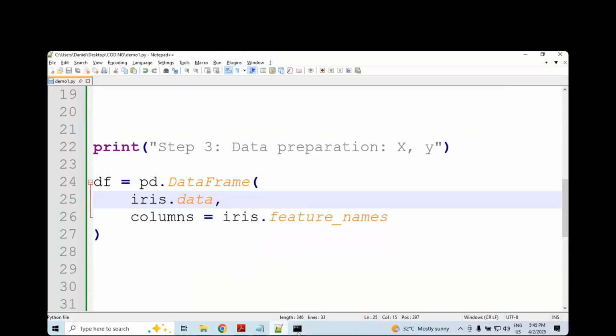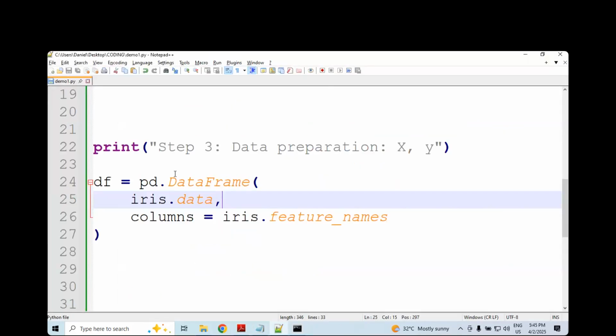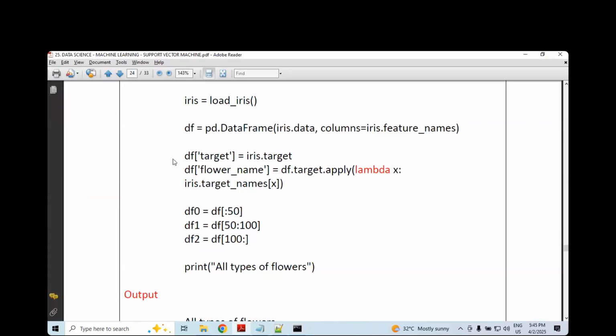We did all these. Data preparation. Where are we? Creating the data frame. Here we are. And yeah, adding a column. We know how to add this.